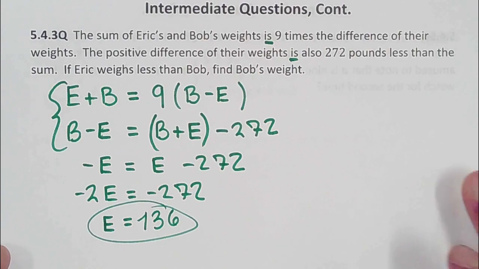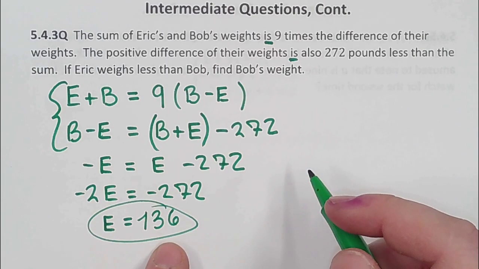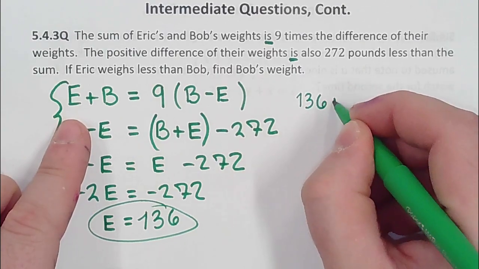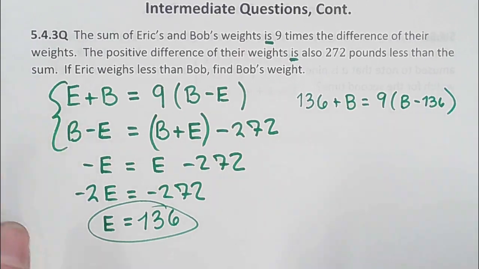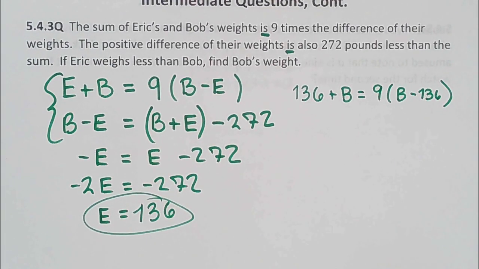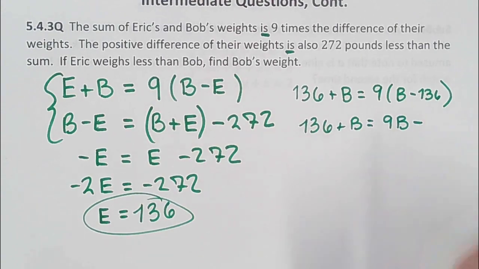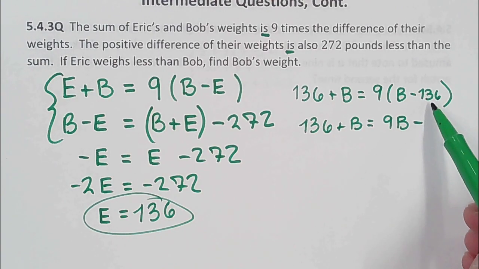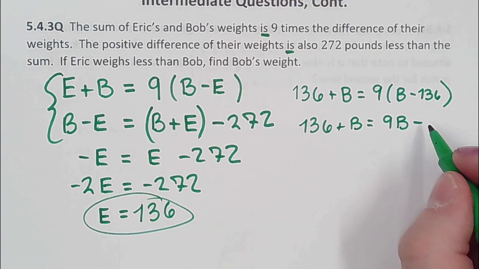Cool. Now pick any equation you want that has E and B in it so we can figure out B. Actually, let's take the top one. Eric is 136. Bob, we don't know. Plugging in 136 for Eric. If we distribute, we get 9B minus, oh man, 900 plus 270 is 1,170. Plus 54, 1,170 plus 54, 1,224.